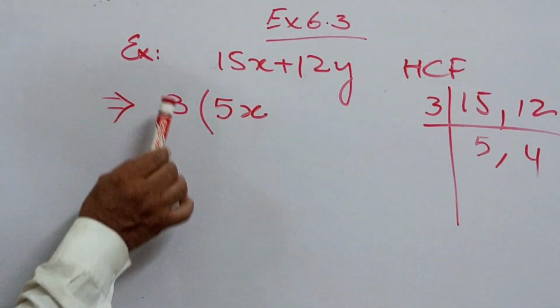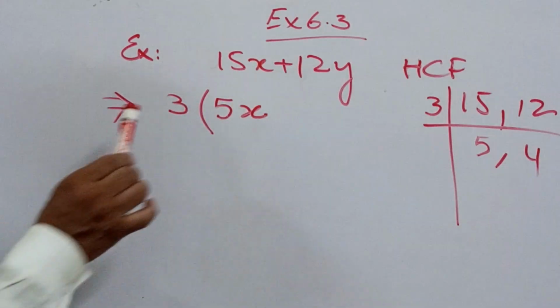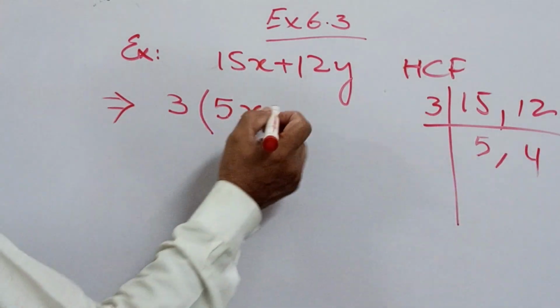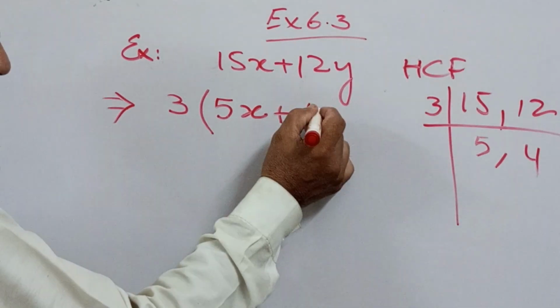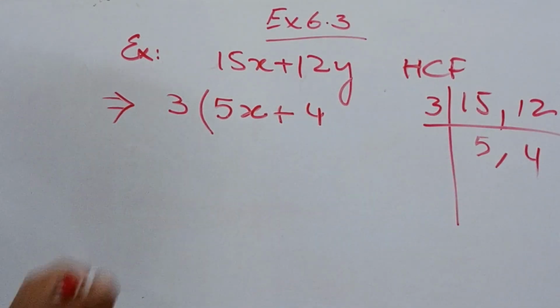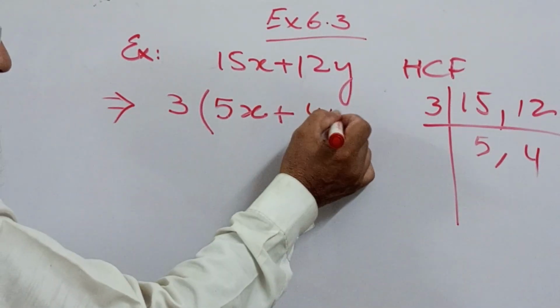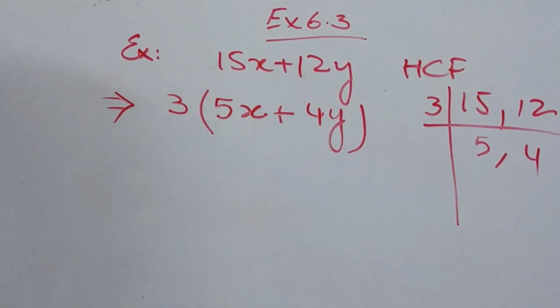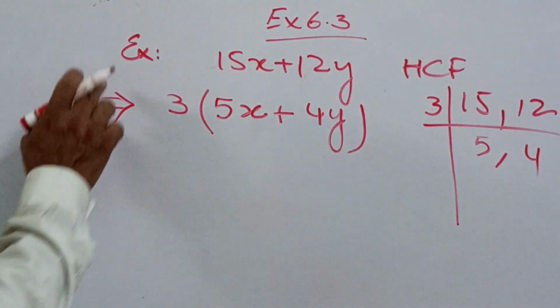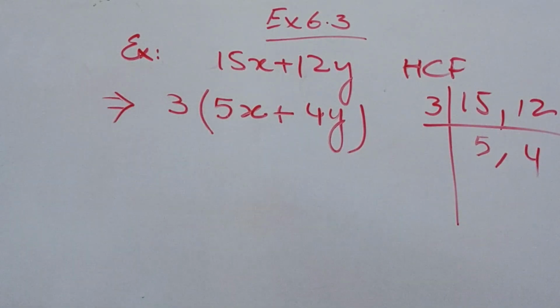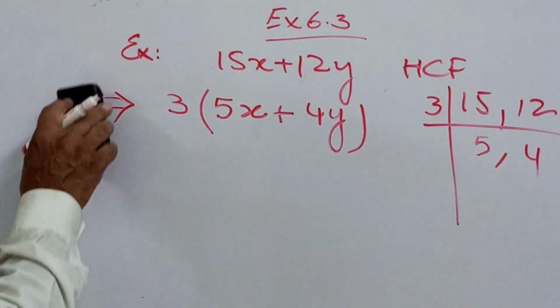So the next is 12. 3 times 4 is 12, and y, the variable, will come as it is. Now this is the whole answer of this example. Now going straight to the exercise, let's see what we find in exercise 6.3.